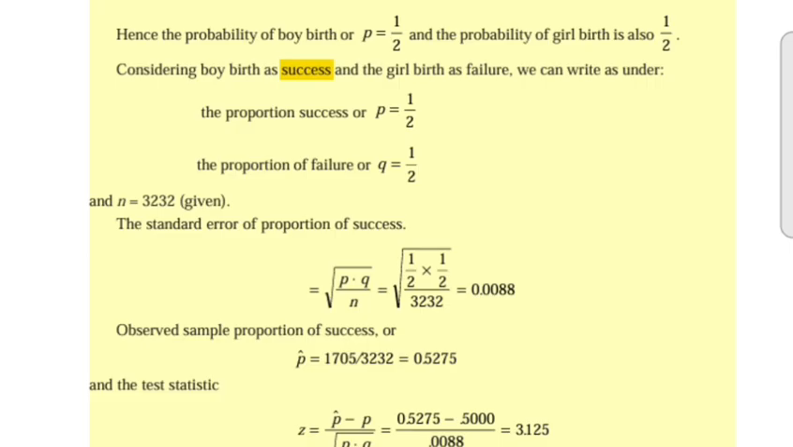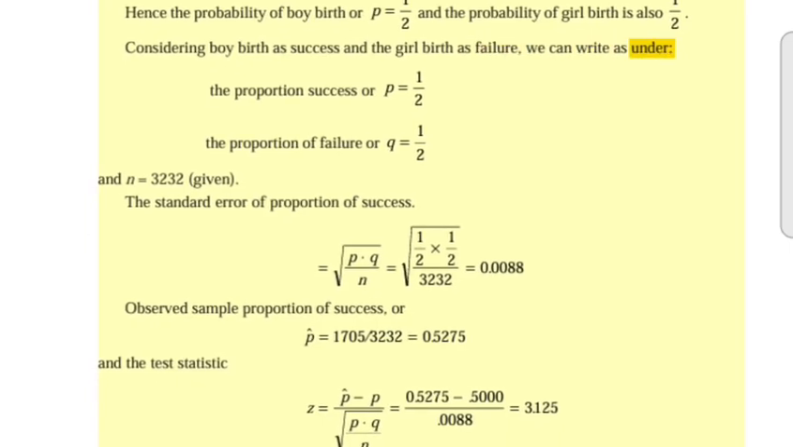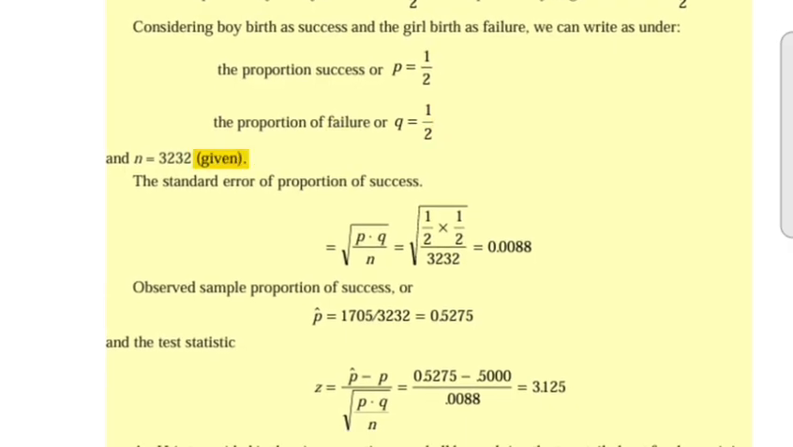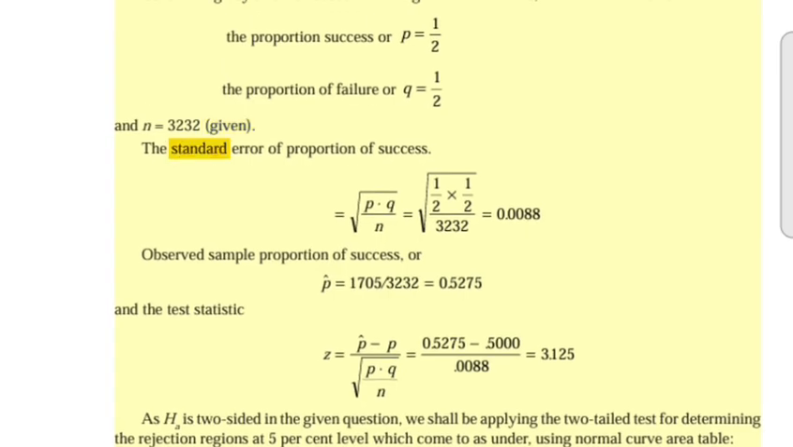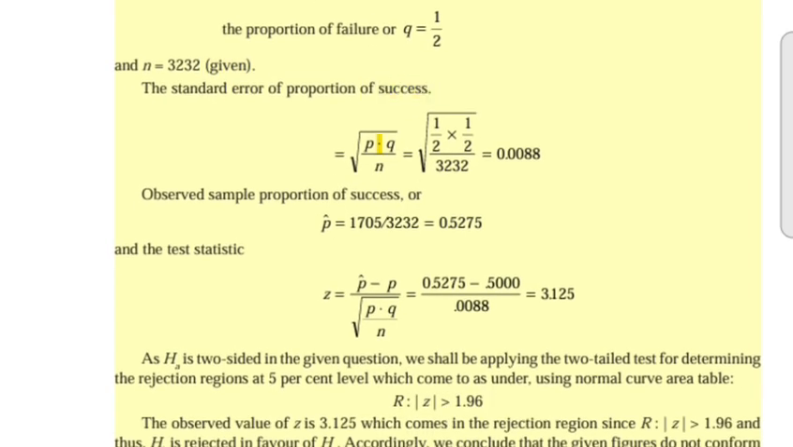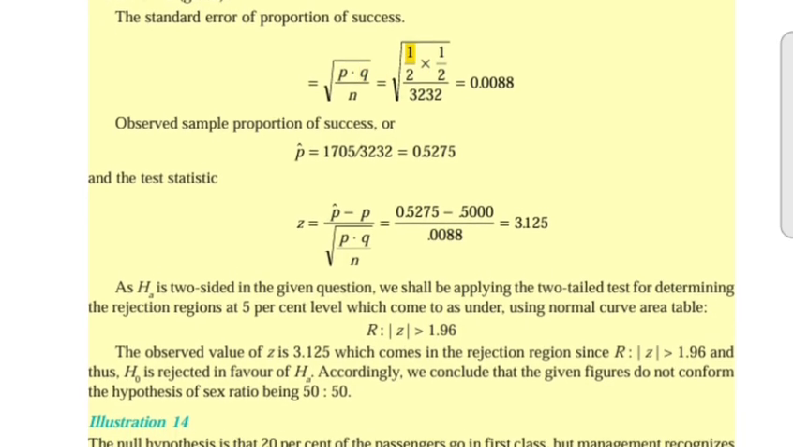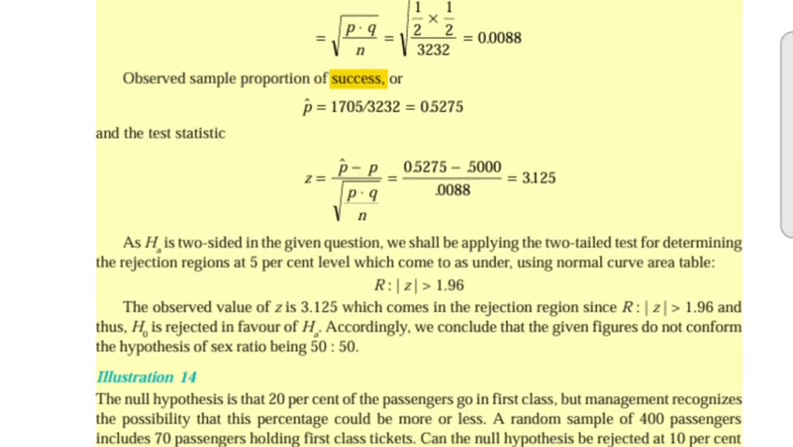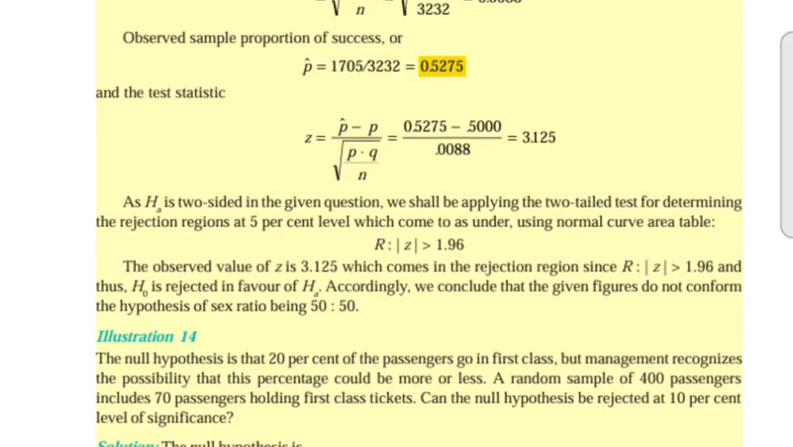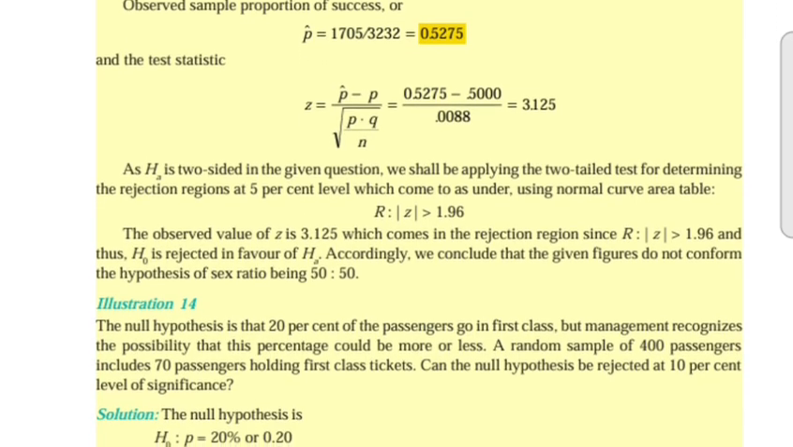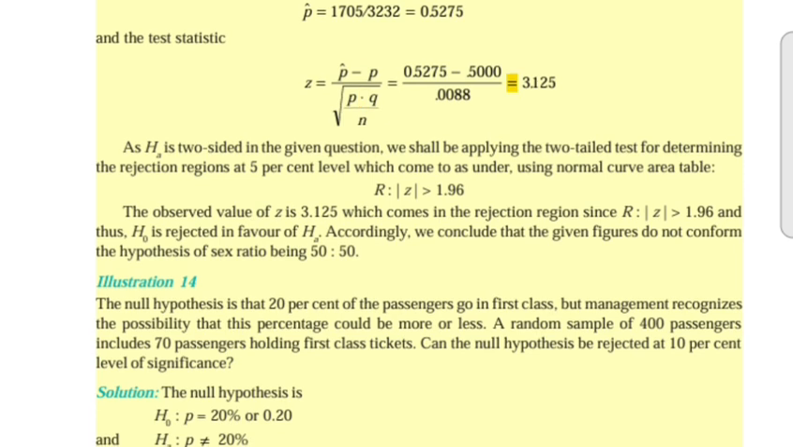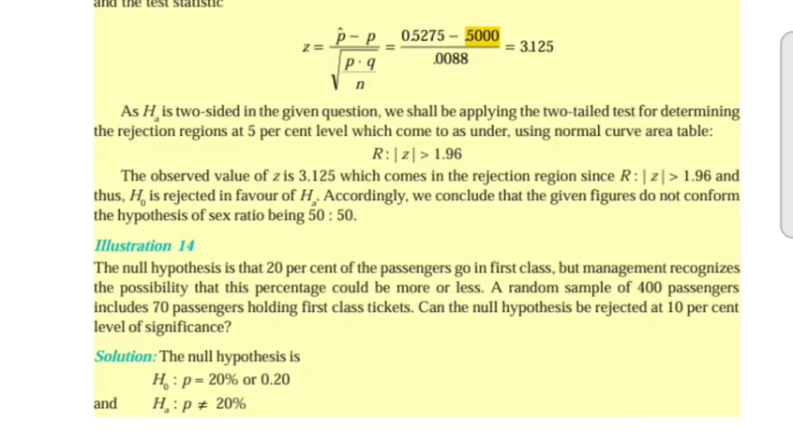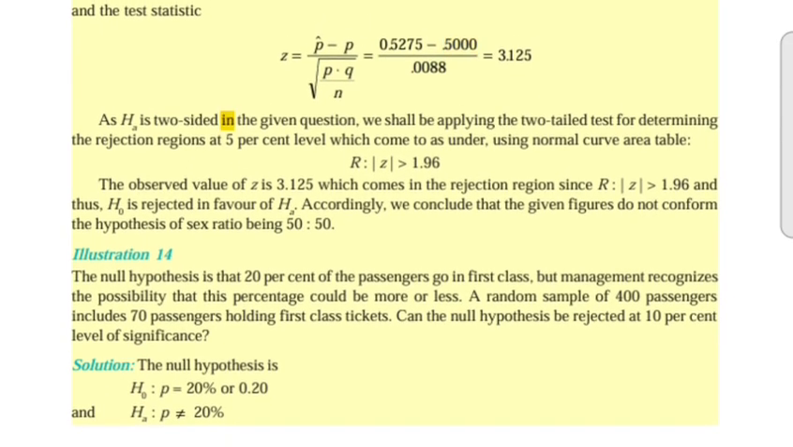Considering boy birth as success and girl birth as failure, we can write as under: the proportion of success p equals 1/2, the proportion of failure q equals 1/2, and n equals 3,232 given. The standard error of proportion of success equals √(pq/n) equals √((1/2)(1/2)/3232) equals 0.088. Observed sample proportion of success, p̂ equals 1705/3232 equals 0.5275, and the test statistic z equals (p̂ - p)/√(pq/n) equals (0.5275 - 0.5)/0.088 equals 3.125.